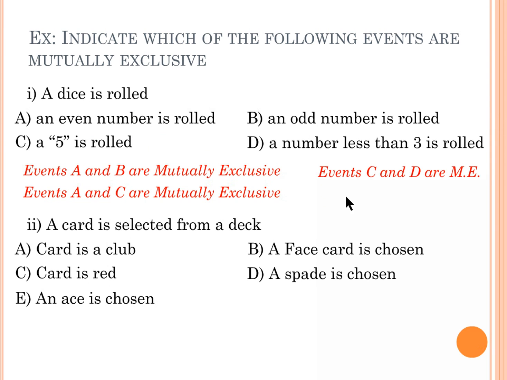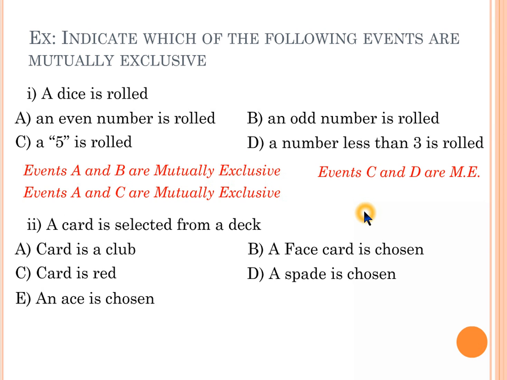Now events C and D, they are considered mutually exclusive. Because if you rolled the dice and got a 5, 5 is never less than 3. So for C and D, you can't have those two events happening at the same time. If you had D, for example, a number less than 3 is rolled, maybe you got a 1. Obviously, 1 is not 5. So C and D really can't happen at the same time.